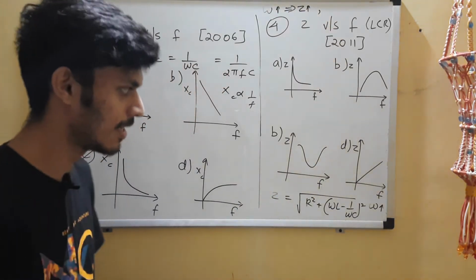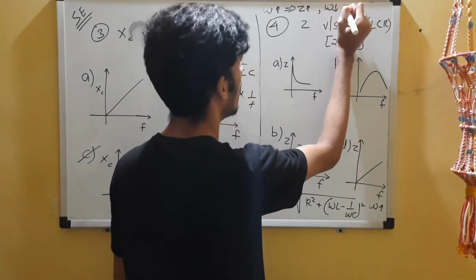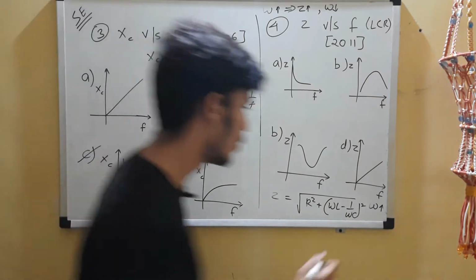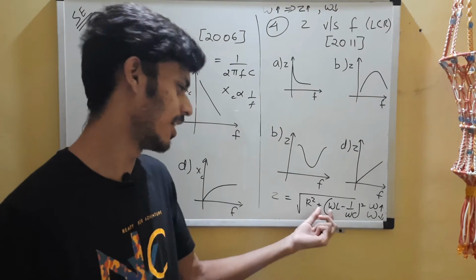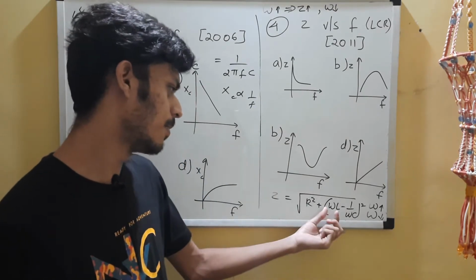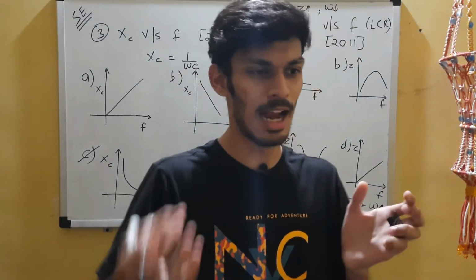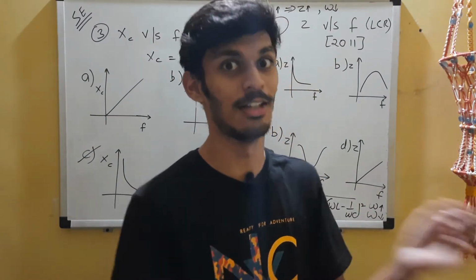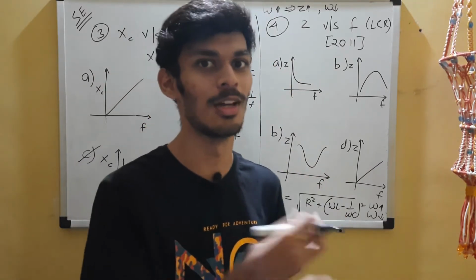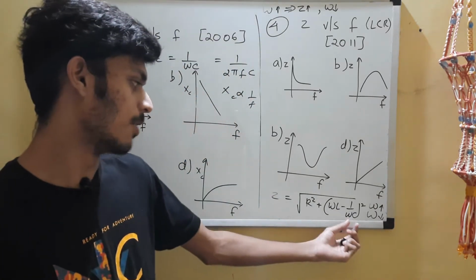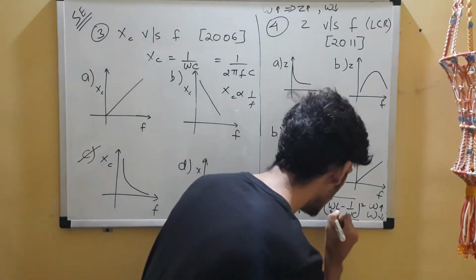Let's take the second scenario, when omega is small. Now when omega is small, this term will be insignificant, it will be small, and this term will be big. Omega is small and that small number is in the denominator, so it will increase the number, just like 0.5 divided by 0.5 is 2. It increases. So omega is small, so this term will be very big, and this term is small now.